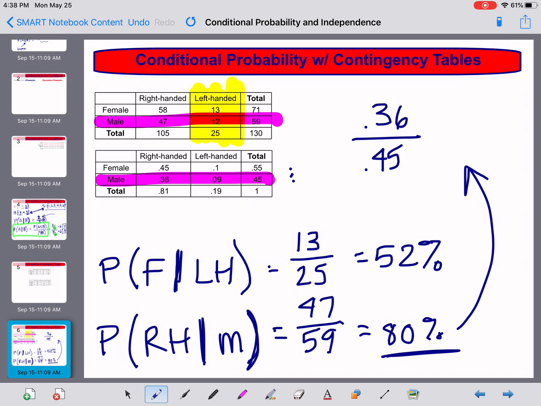Hopefully that helps, guys. That's conditional probabilities with contingency tables. I've got some practice on that. Please watch the other video before you start that practice, because we're dealing with what we call independence or dependence, and we have some small pieces on that. So go ahead, enjoy the next video, and we'll see you in a minute.